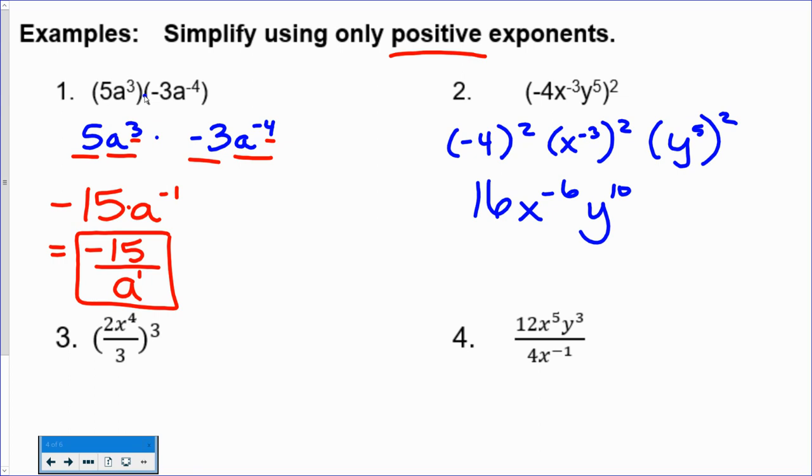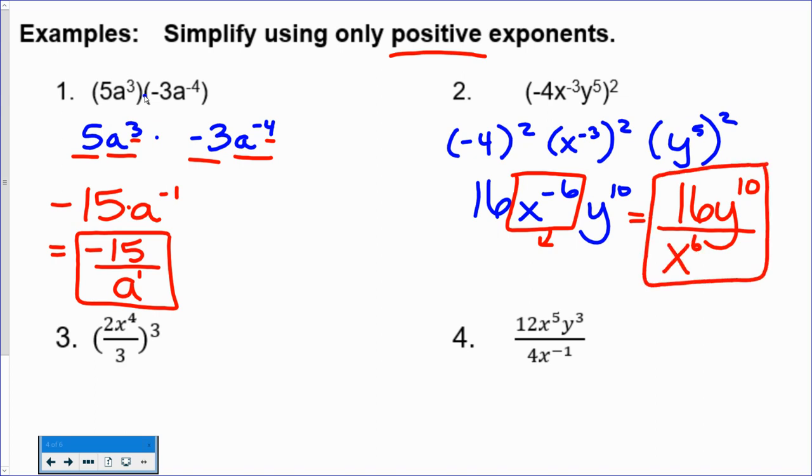And then I'm not going to leave a negative exponent. So that's going to need to go to my denominator, because I'm going to change it to a positive exponent when I change it to division. It means I'm repeatedly dividing. So then 16 y to the 10th would be left on top because everything there has a positive exponent. X to the 6th goes to the bottom to now be a positive exponent.